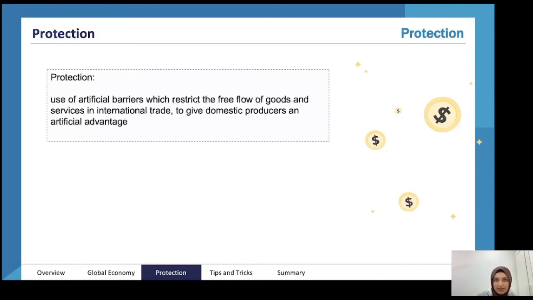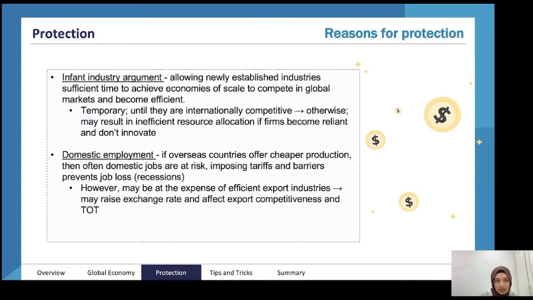And why are they trying to do that? Essentially, it is to help out domestic producers who are struggling because of the competition that free trade brings. Foreign producers bring a lot of international competition, and domestic producers find it hard to compete. So as a result, governments try to give domestic producers an artificial advantage by issuing protection. There are a few different methods of protection that we will run through as well.